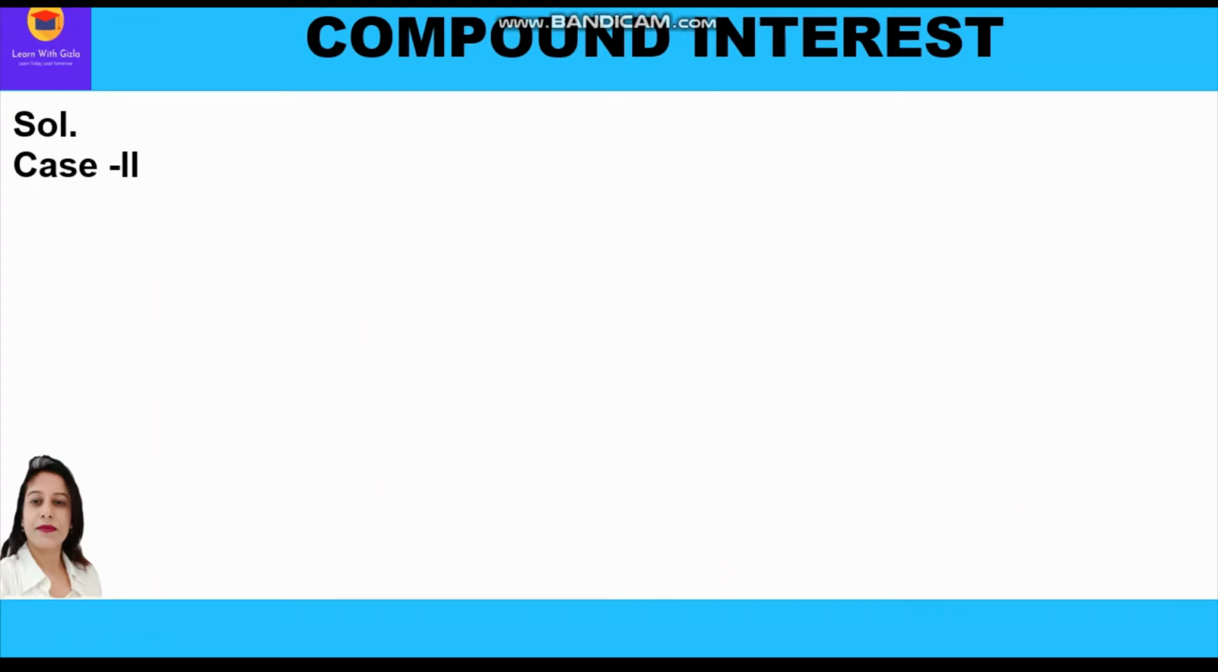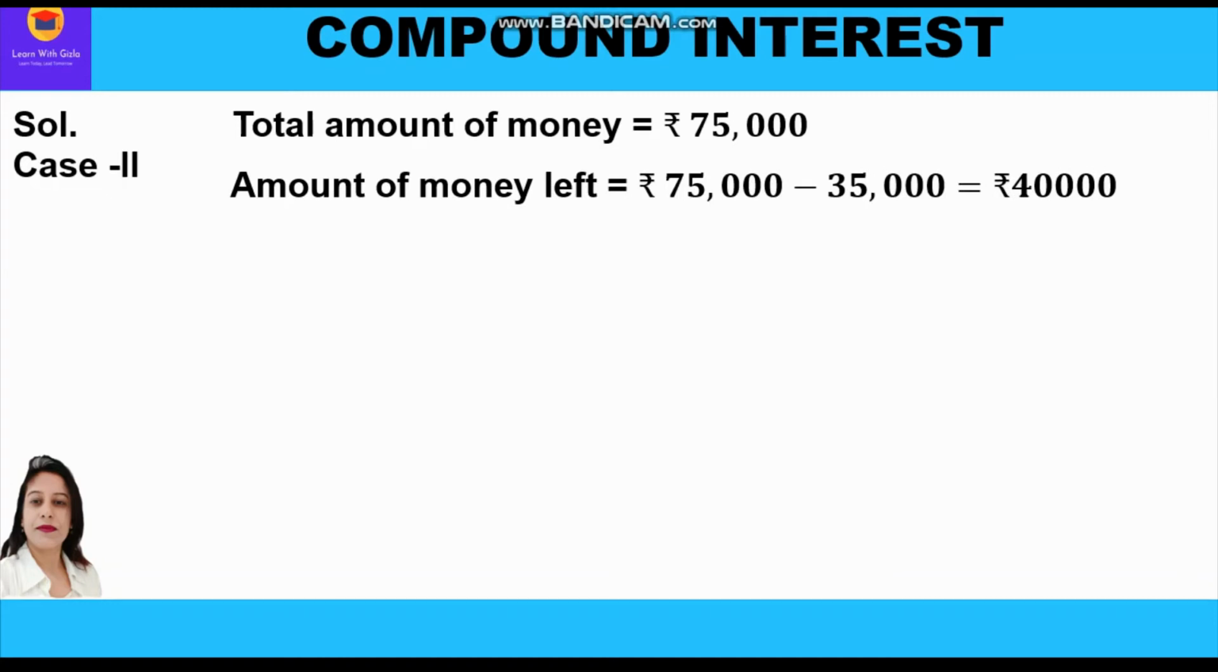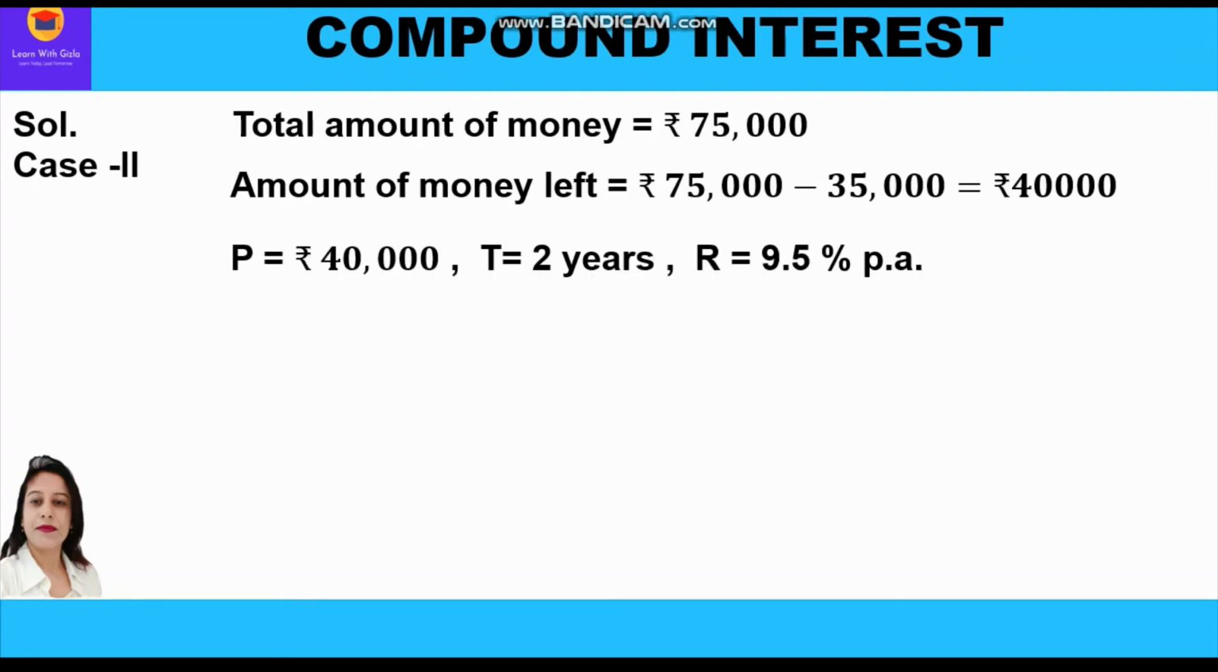Now we come to the second case of the question, where he had invested the rest of the money at 9.5% per annum. So the total amount he had was rupees 75,000, and the amount of money which was left with him after investing in the first company is 40,000, that is 75,000 minus 35,000, which is rupees 40,000. So now the principal is rupees 40,000, time period is 2 years, and rate of interest is 9.5% per annum. And we shall be calculating the amount and then the compound interest for 2 years.